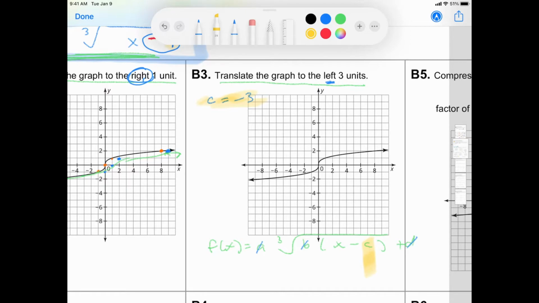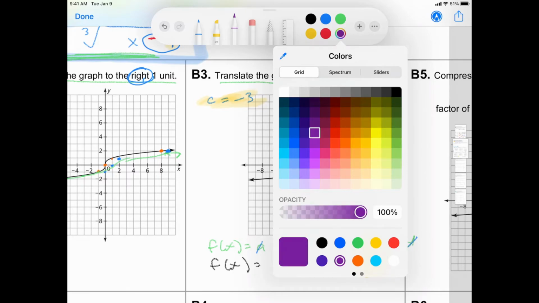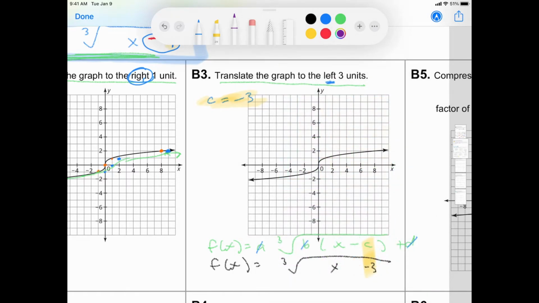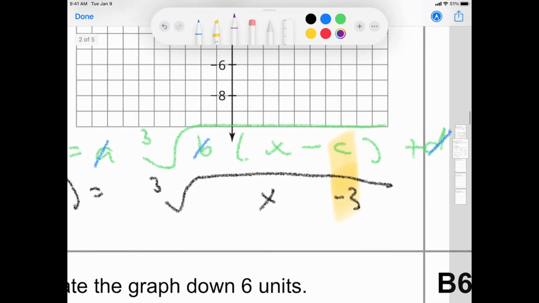And let's go ahead and write this in. So I have f of x equals the cube root. I don't need the b parentheses, I just need the x. C was negative 3. Now pay attention, this is the number 1 mistake for students. I'm going to put this in purple. The minus sign has to be there.